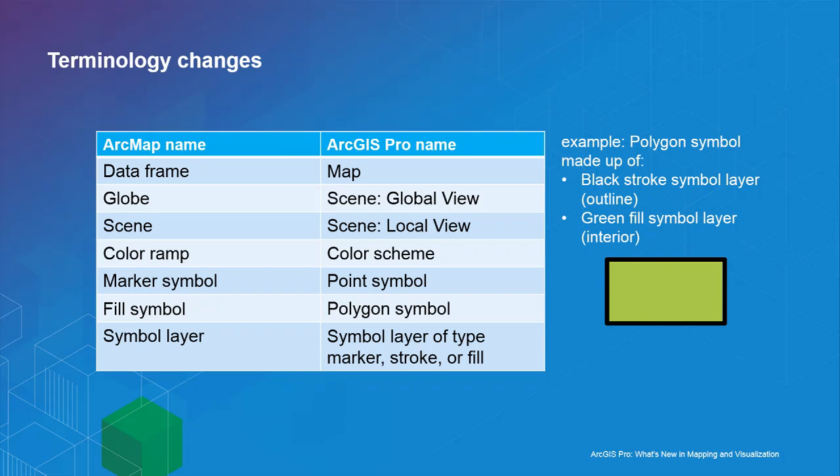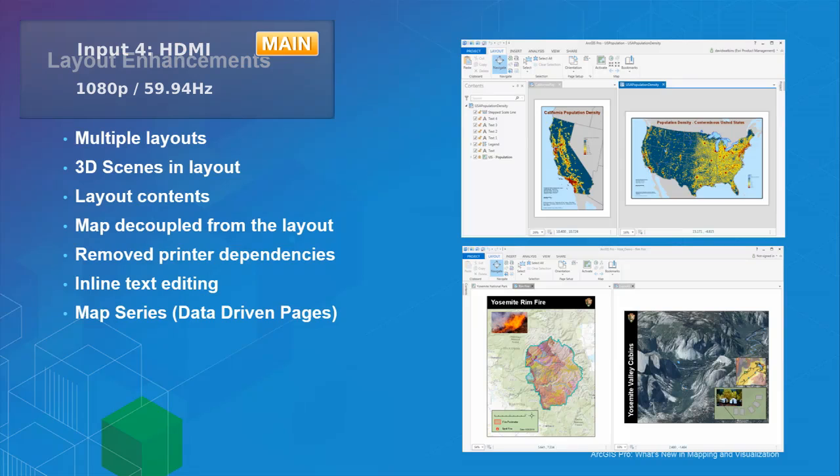Data frames are now just maps or scenes. Like I said, globe and scene, I already covered that. The other one is color ramps. They're called color schemes in ArcGIS Pro, but they're conceptually the same thing. And there's just a little example on the right-hand side of this slide of how we'd have a polygon symbol made up of 2 symbol layers, a stroke and a fill. If you worked with the representation symbology model, this makes perfect sense to you. This is how we define symbols. So let me hand it over to David, and he'll give you a little bit more info.